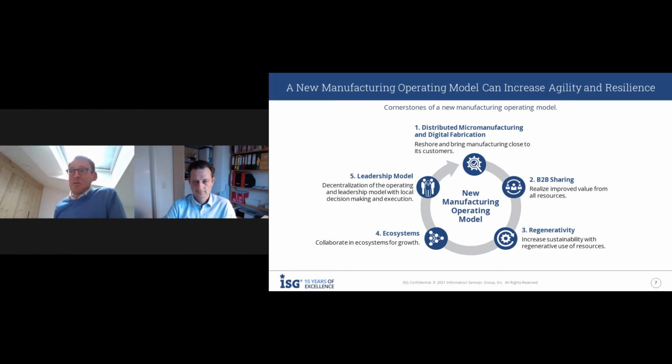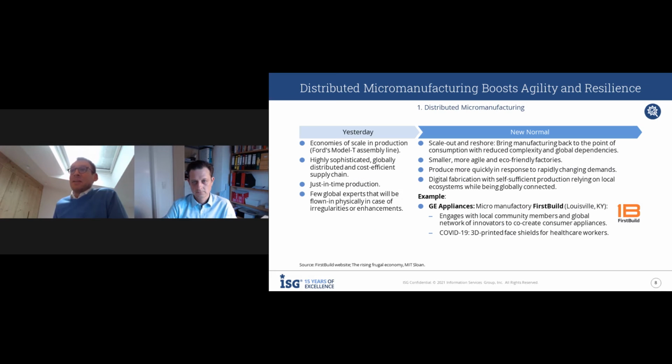Ecosystems: a topic that was there before, but has now become significantly more important, especially in combination with distributed micro-manufacturing, and of course the related leadership model. So that was a brief touch on those 5 cornerstones of a new manufacturing operating model. If we are talking about manufacturing, for a long time the paradigm was that we need to look for economies of scale. I mean, we are all aware of the invention of the assembly line with Ford's Model T.